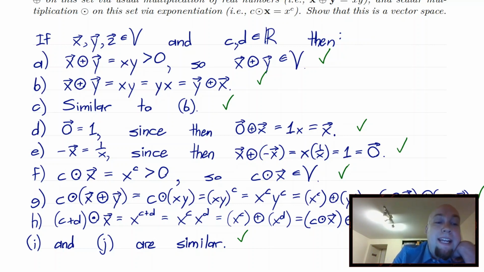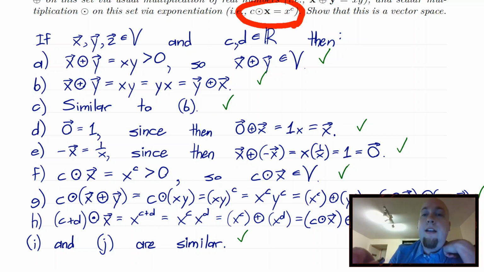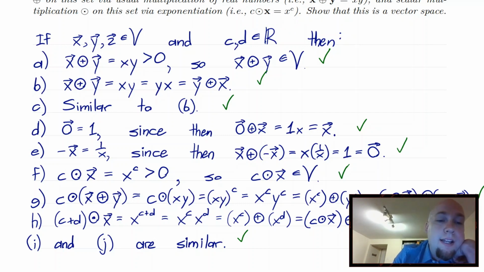All right, property F, now we're getting into the properties of scalar multiplication. And remember, scalar multiplication, that's exponentiation. Okay, so I need to show that if I take the vector x and I scalar multiply it by some number, I'm still in the vector space. Well, how does this work? Remember, scalar multiplication is exponentiation. So I get x to the power c. And as long as x is positive, which it must be because it's from v, then x to the power c will also be positive. So it's also in v. So great, that all works out. Okay, because any power of a positive real number is still a positive real number.